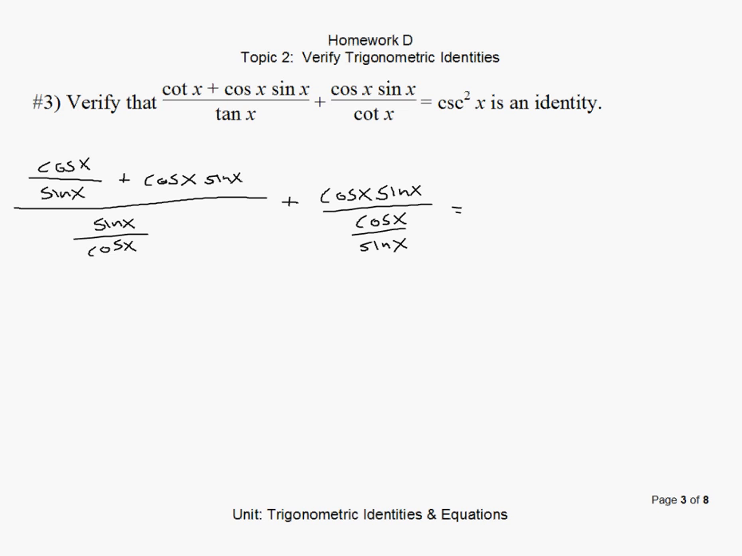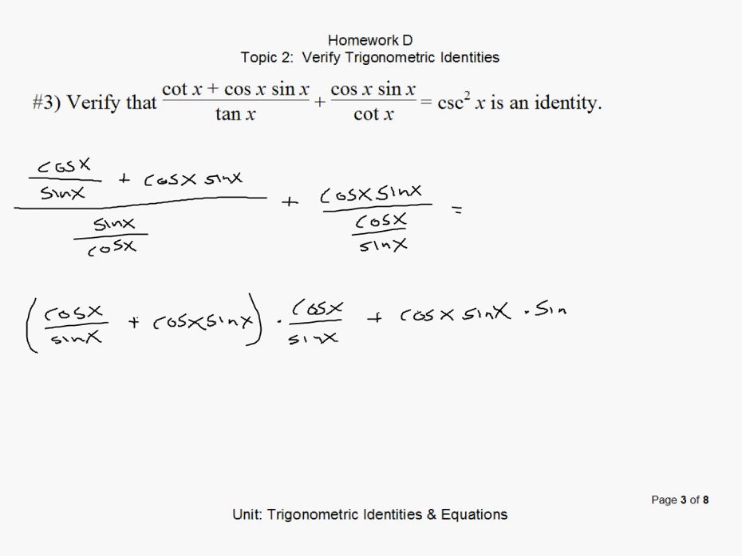Instead of dividing by your denominator, multiply by its reciprocal. Note though, if you have more than one term in the numerator, it's got to be in parentheses. So my numerator of cosine divided by sine plus cosine times sine is in parentheses. Multiply by the reciprocal of the denominator, so it's cosine over sine. The same thing for the second fraction. Instead of dividing by cosine over sine, multiply by sine over cosine.